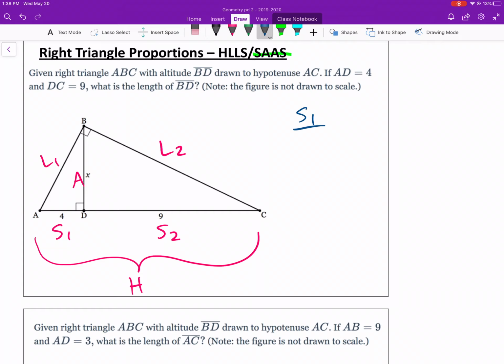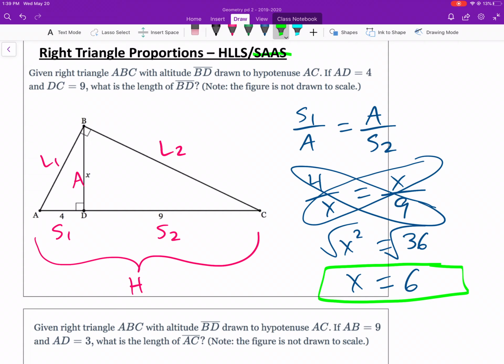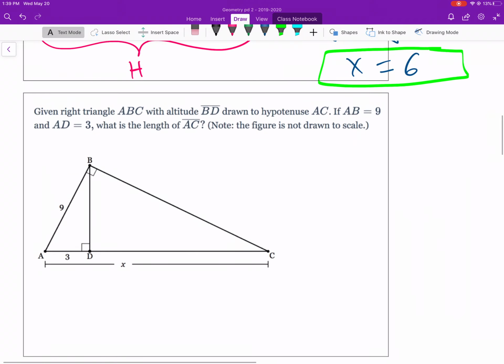So segment 1 over the altitude equals the altitude over segment 2. Now we substitute: 4 over x equals x over 9. Cross multiply, we get x squared is equal to 36. Square root, and we get that the altitude is equal to 6. All right, and that is definitely on this week's Delta Math and could also become your final project.